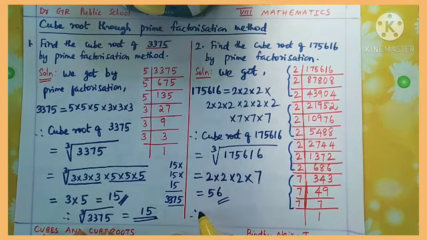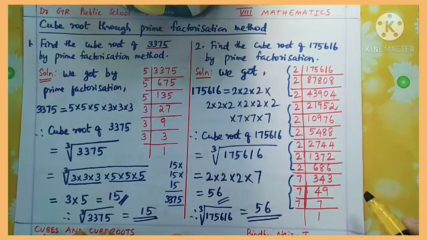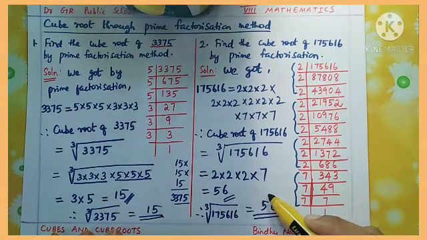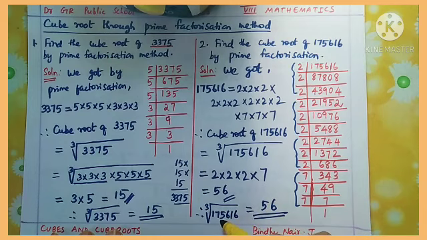Therefore, the cube root of 175616 is equal to 56. So what does this mean? Yes, that means that 56 is the cube root of this number.